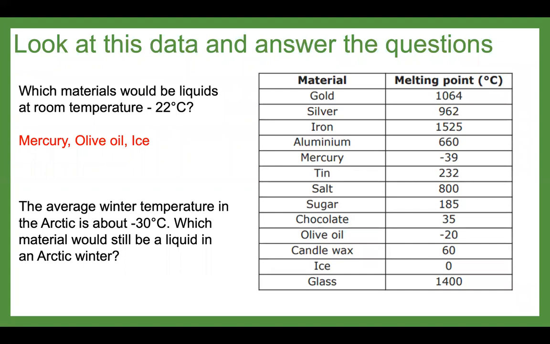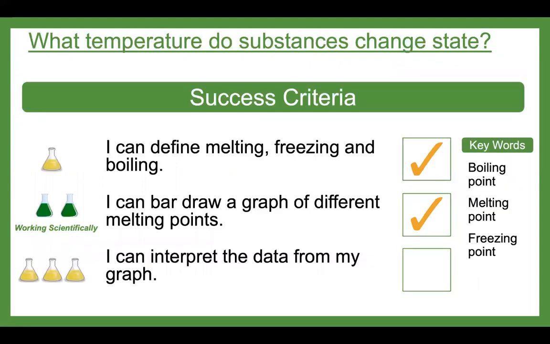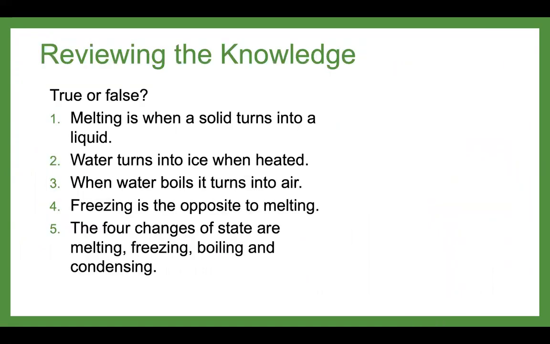The next question, the average winter temperature in the Arctic is about minus 30 degrees Celsius. Which material would still be a liquid in an Arctic weather? And the answer is mercury. Well done if you got that correct. So finally, we can tick our last success criteria for today, which is I can interpret the data from my graph. Well done.